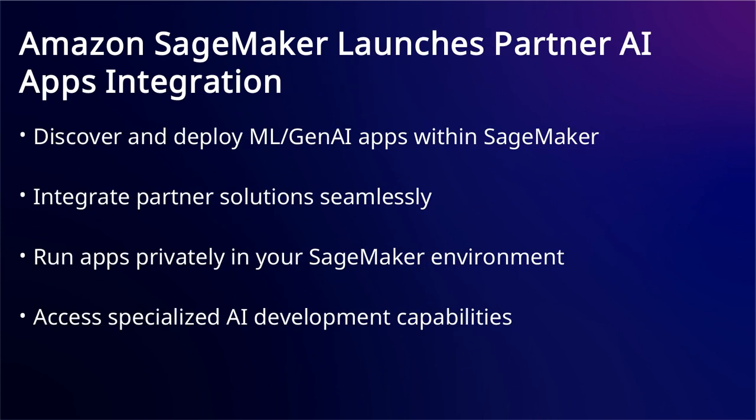Integrating specialized ML and Gen AI development applications has been challenging, requiring significant effort in deployment, management, and security compliance. SageMaker Partner AI Apps solves this by allowing you to discover, deploy, and use best-in-class AI development applications within your SageMaker environment. You can now integrate partner solutions seamlessly, run apps privately and securely, and access specialized AI development capabilities without leaving SageMaker. This reduces fragmentation, improves security, and accelerates AI model development by providing tools for experiment tracking, model quality evaluation, production monitoring, and security protection.